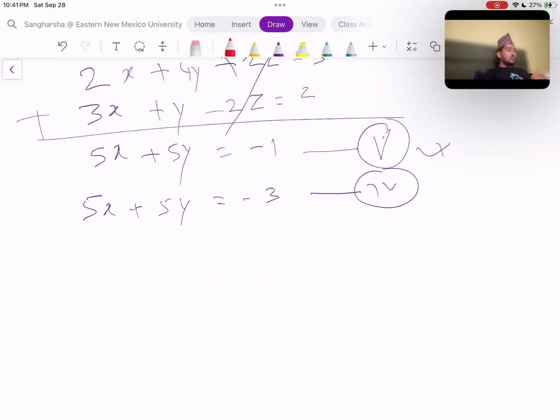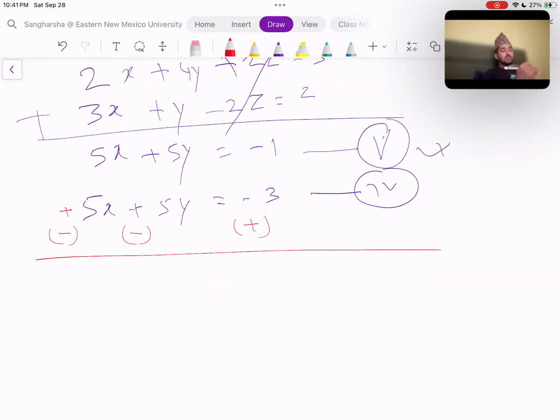Now, if you add, you have 5x plus 5x, it gives 10x, and 5y plus 5y, you get 10y. So that's not helping us. We want to get rid of it. So adding is not helping, so we're going to subtract. And whenever you subtract, here is the thing: you have to change the sign of each term of the second equation. So this positive 5x, you change into negative. 5y is positive, you are making it negative. Negative 3 is negative, so you are making it positive.